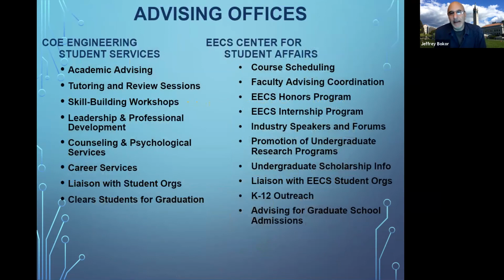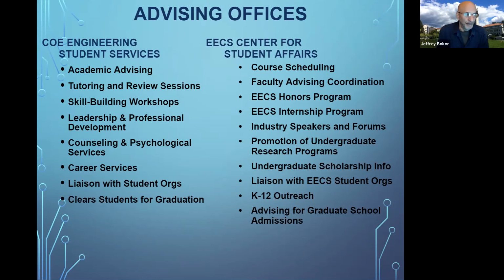Now, the people I just showed you are associated with this group on the right-hand side, the EECS Center for Student Affairs. And these are some more details on the kinds of help that those folks provide. Helping you to figure out course scheduling and making sure that the courses are scheduled into the right rooms and so forth. They help with the process of matching students up with faculty advisors. They help run some of our programs like our honors program, our internship programs, etc. Advising for grad school admissions, that's another important service that you can get from our department Center for Student Affairs.